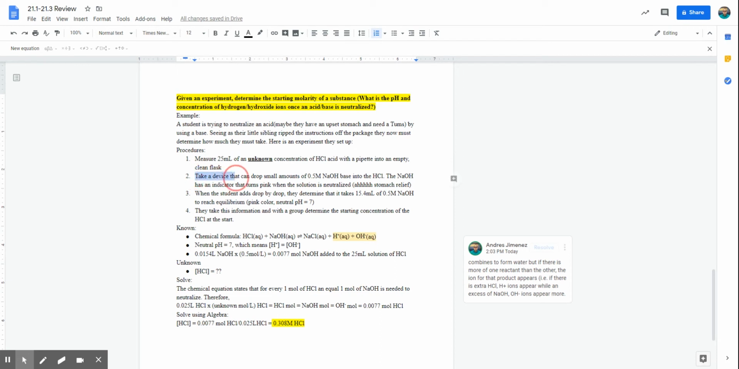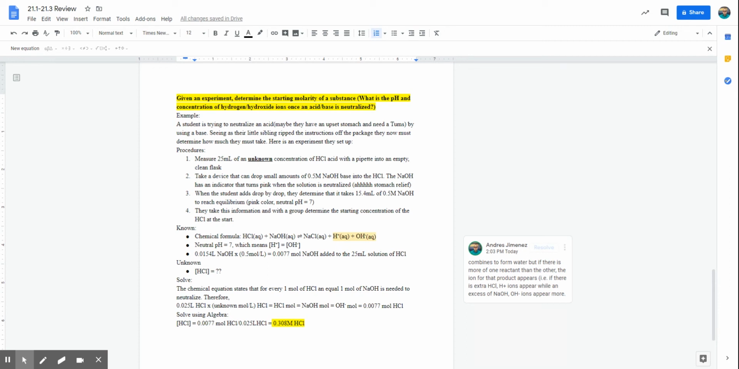Then they take a device that can drop small amounts of base into there. And the base, we know, is 0.5 molar because they were able to prepare it. So that would be like the Tums. They're going to drop one drop at a time. And we did an experiment like this online, a virtual one, that was very similar.